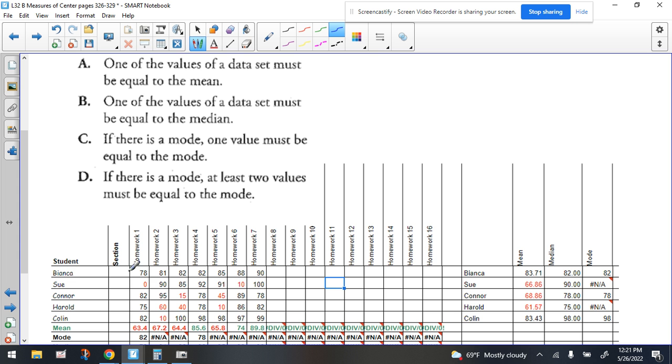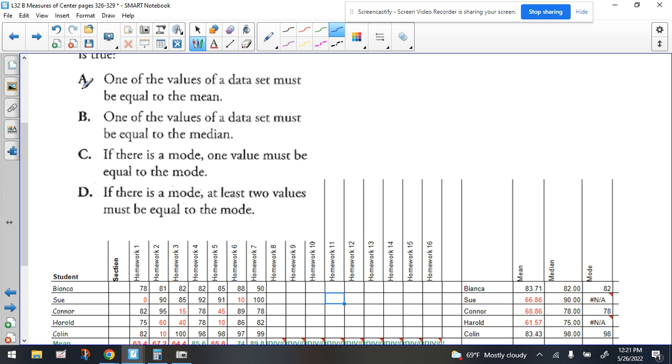So let's just look at Bianca's homework scores. Her mean, or her average, was 83 and 71 hundredths. What this is saying is that one of the values has to be this. Is that true? Do we have 83 and 71 hundredths as one of Bianca's homework grades? We don't, because the mean is just the sum of all the numbers divided by how many there are. In this case, we had 7 values. We'd add up all these numbers and divide by 7, and we would get this. So that really doesn't make any sense.